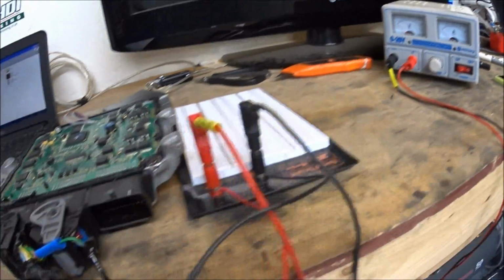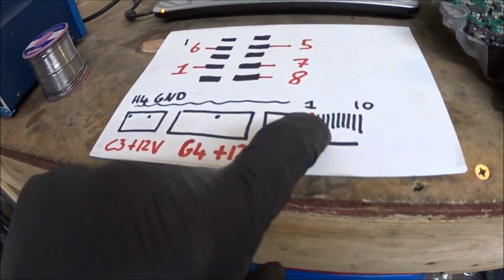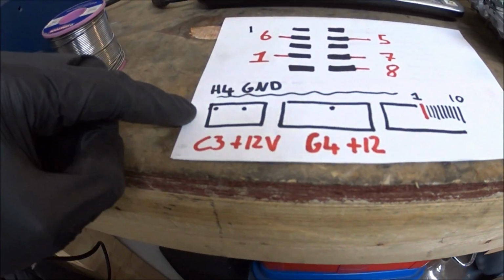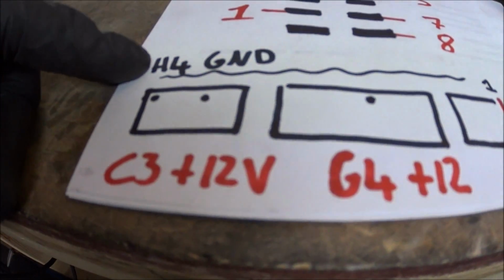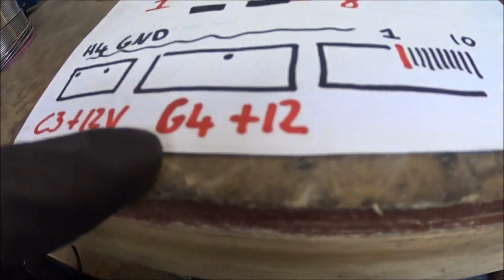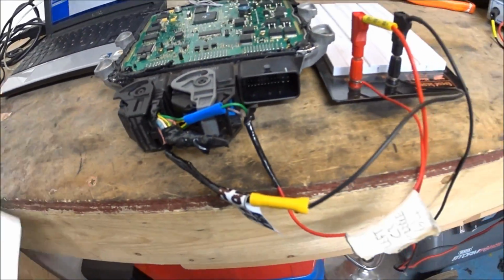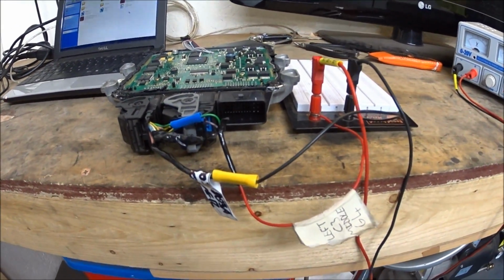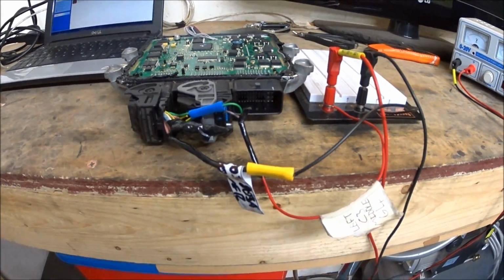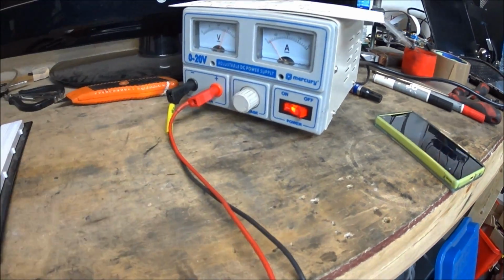So the pinout for this, with the ECU open, we've got two big plugs and one small one. On the left side, H4 is ground. And on the left side again, C3 is 12 volt. In the center one, G4 is 12 volt positive. And then there's nothing in that one. What I've done here is, because I do this a lot, I've got a wiring loom made up, so I just plug it straight into the ECU. So now turn on your power supply. I set mine to about 14 volts, that does it well.